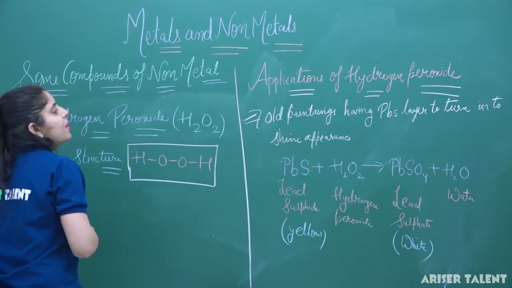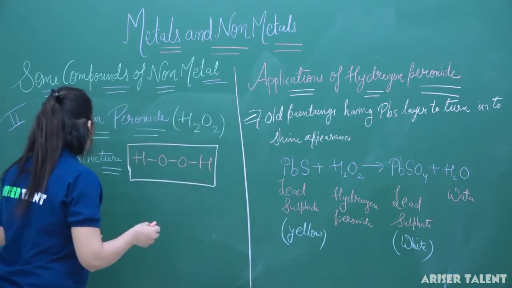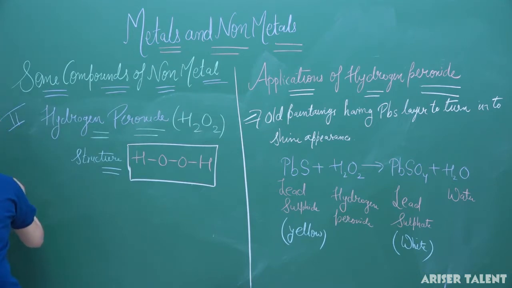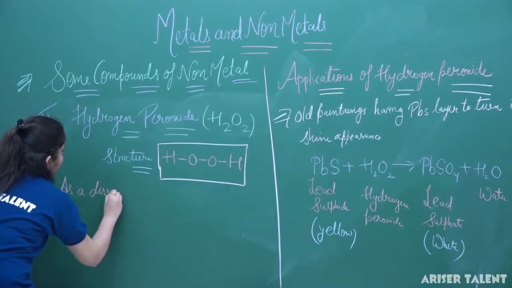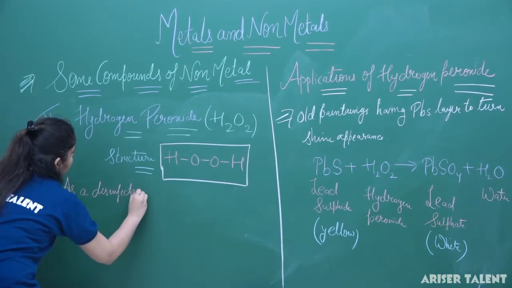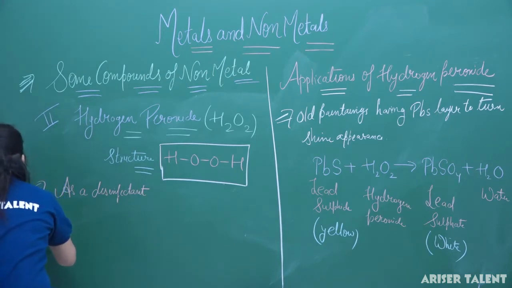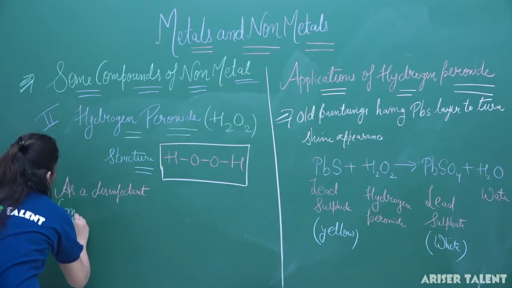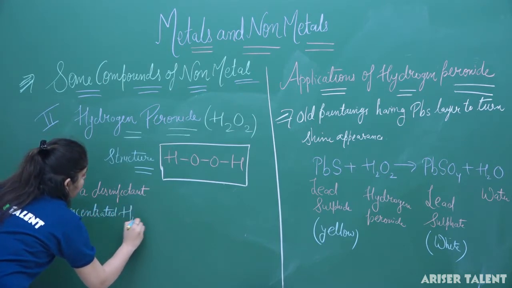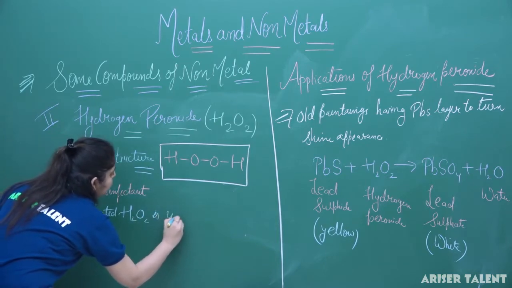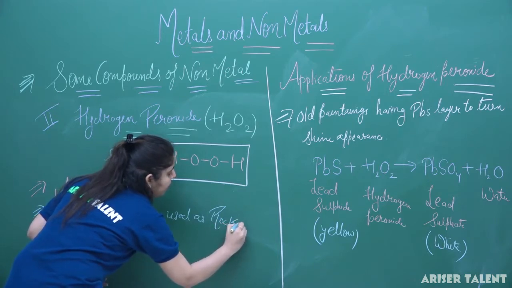Now, this is one of the most important applications of hydrogen peroxide. The second application of hydrogen peroxide is that it is used as a disinfectant also. Thirdly, hydrogen peroxide can also be used as a rocket fuel. Concentrated H2O2 is used as a rocket fuel.